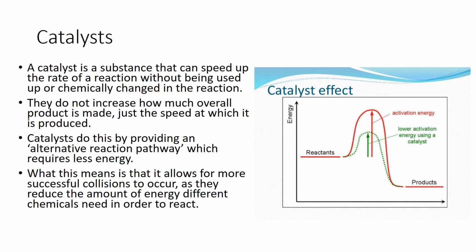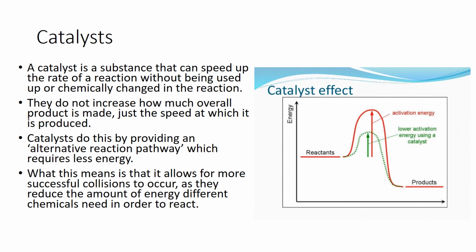So remember, when we talk about collision theory, we say that the chemicals need to firstly connect in the right orientation, that is to say the right shape, but they also need to have sufficient energy in order for that collision to be successful. Now, what catalysts do is they essentially reduce the energy cost needed, and that means that more of the particles in the reaction have the necessary energy needed to react.